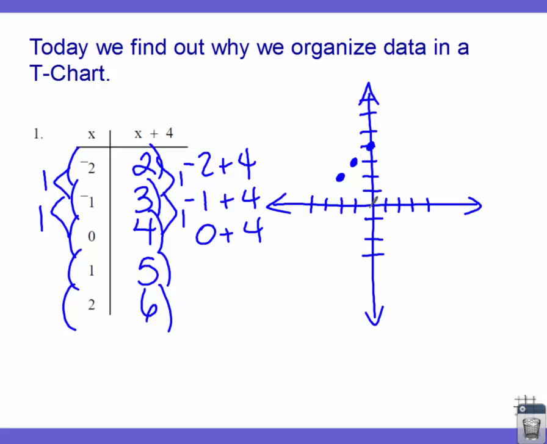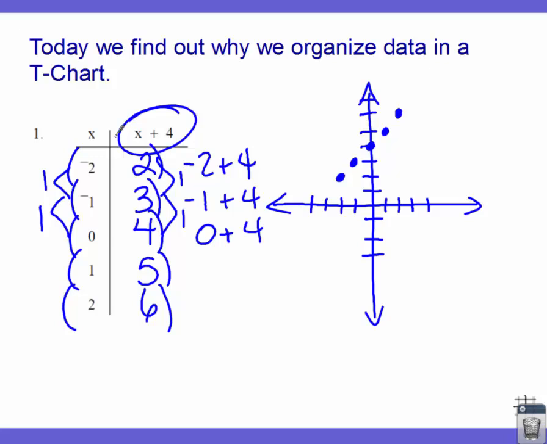Okay, this next one's going to be 1, 5. So I'm going to go right 1, up 5. And I'm going to go right 2, up 6. Now you'll notice that every one of those kind of fell in a line. And that's because every one of these expressions, we call them linear expressions.